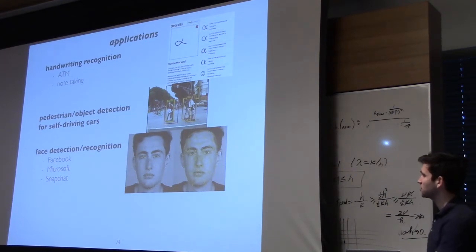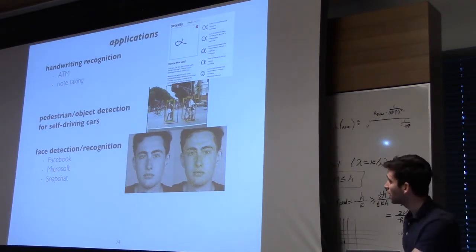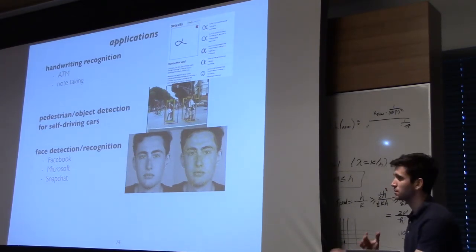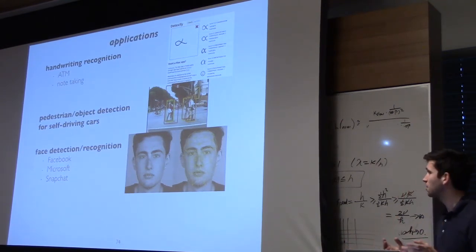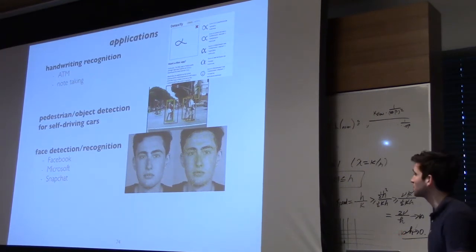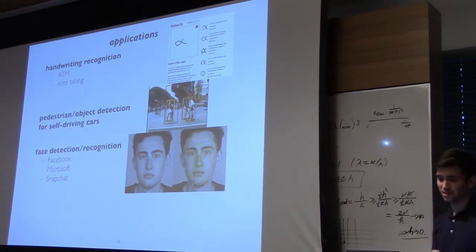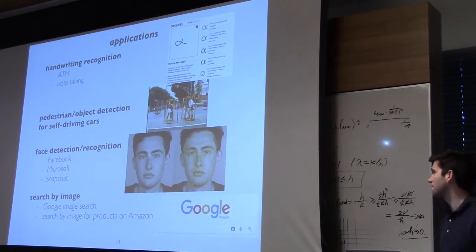Another thing is face detection and recognition. So to know who's working at my laptop, or to know if I want to put a funny filter on my face and send it to my friend, you could, for instance, use a convolutional neural network for that.